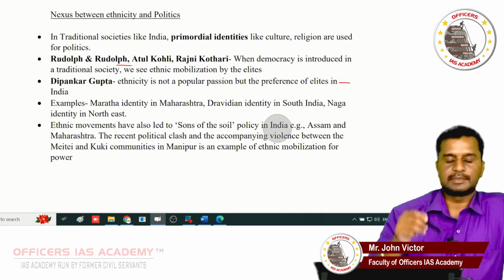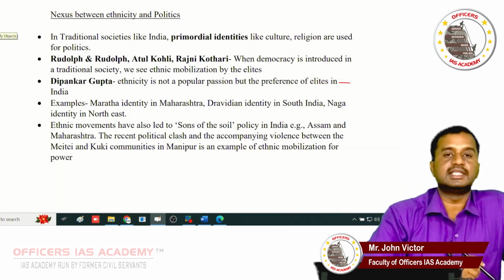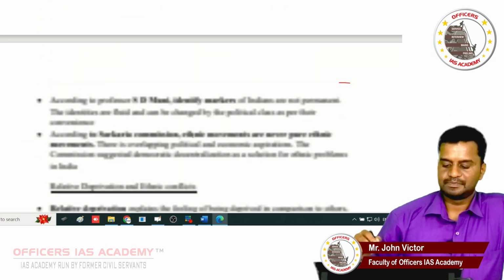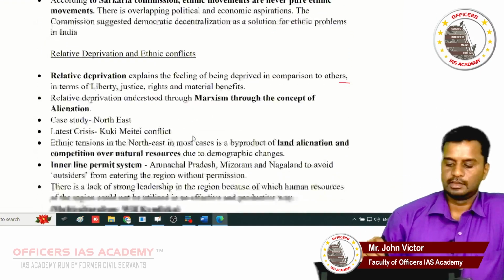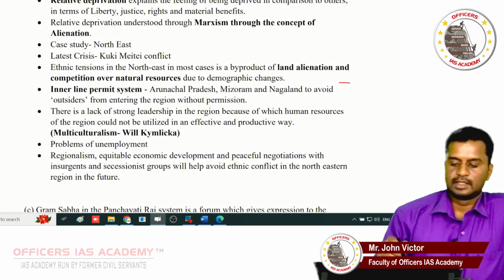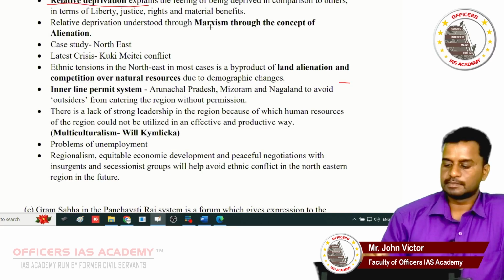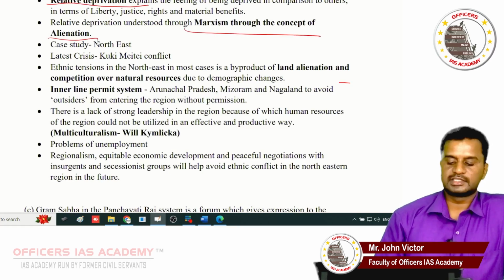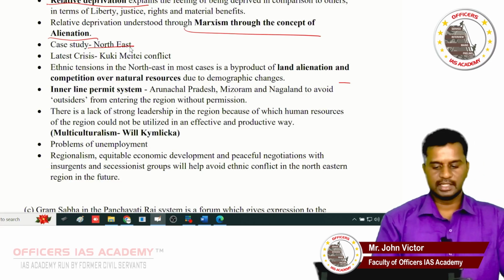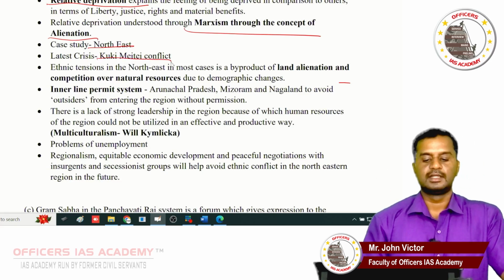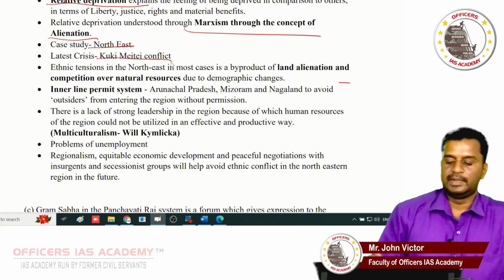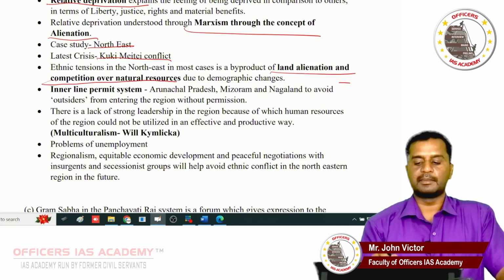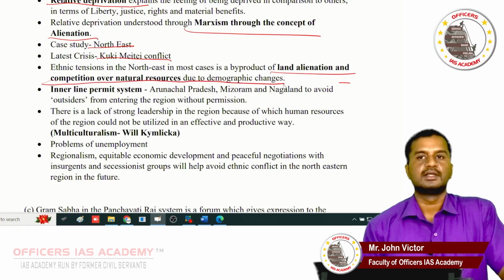So we are substantiating ethnic conflicts based on relative deprivation. For relative deprivation, mention Marxism, alienation. We can take the Northeast as a case study. The latest crisis is the Kuki-Meitei conflict. Land alienation and competition over natural resources are major problems in the Northeast.